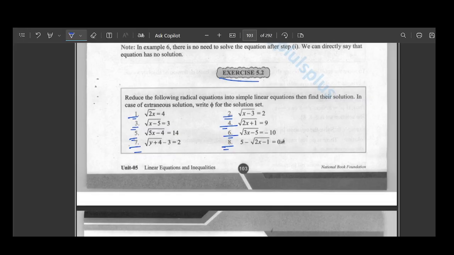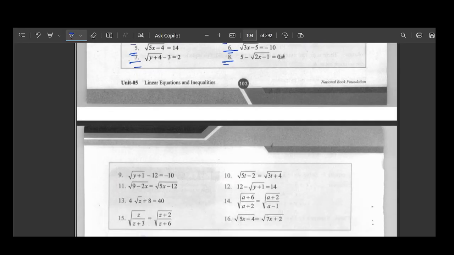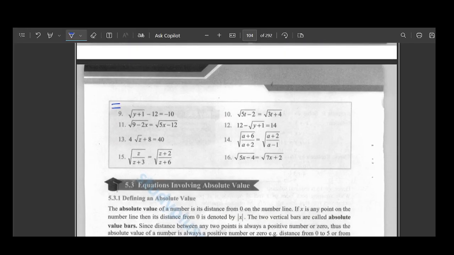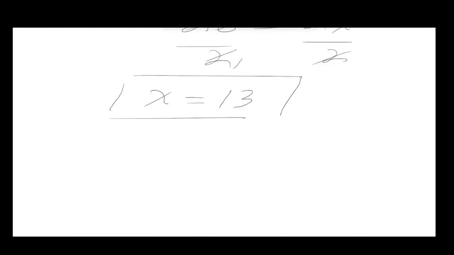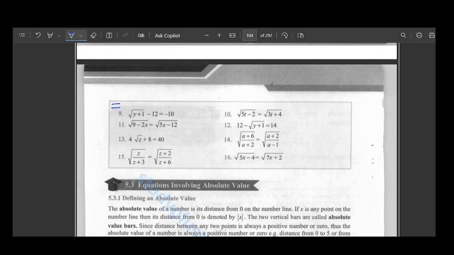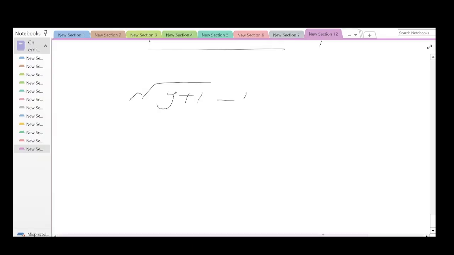Now let's move on to question number 9. Here for question number 9, we have the square root of y plus 1 minus 12 is equal to negative 10. So these questions are exactly the same as the previous ones, just their order has been changed. So we can write the square root of y plus 1, and that is being subtracted from negative 12, and that is equal to negative 10.